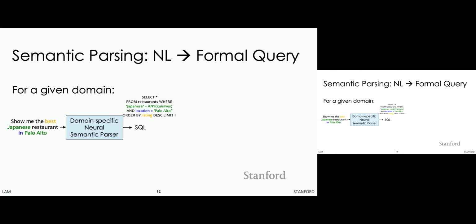And so what we are looking at is that we are building a neuro-semantic parser. And in this case, this is a very domain-specific parser, for example, in the restaurant domain.